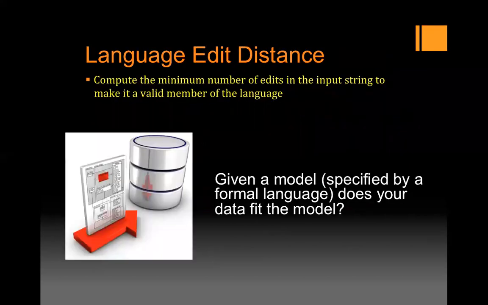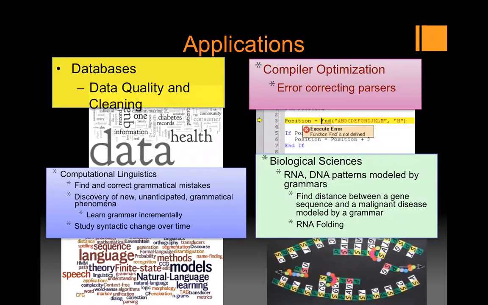And this problem has a lot of applications because it tries to answer questions of the following form: when you are given a model which is specified by a formal language, does your data fit the model? Suppose your formal language is a context-free language, and you have the data. You are asking whether the data fits the model, or what changes are required in your data to make it fit the model. And this question appears in many different applications, like in databases for data quality management, in compilers for designing error correcting parsers. The RNA folding that I mentioned could be seen as a special case of language edit distance. In natural language processing, you want to correct grammatical mistakes and so on. So it has many applications.